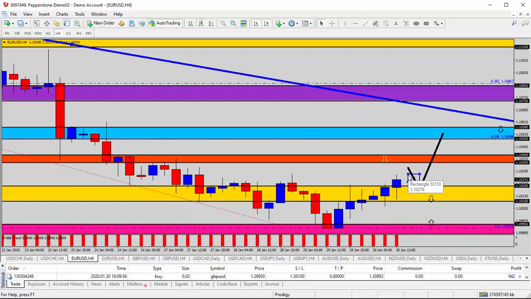Keeping an eye on the news. Again, positive news for the U.S. may send this right back underneath the yellow zone, so we want to be sure we wait for the right timing for the euro dollar today.